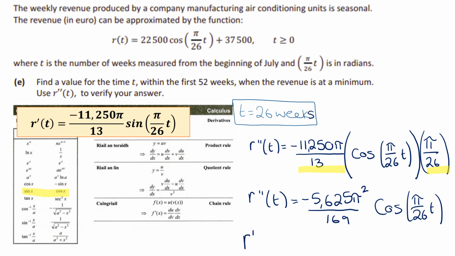Now you want to sub in 26 into this, and when you do, you end up with 328.5, which is greater than 0, therefore it is a minimum value. So remember, greater than 0 gives you a minimum. If it was less than 0, it would be a maximum. And if it was equal to 0, we would have a point of inflection.